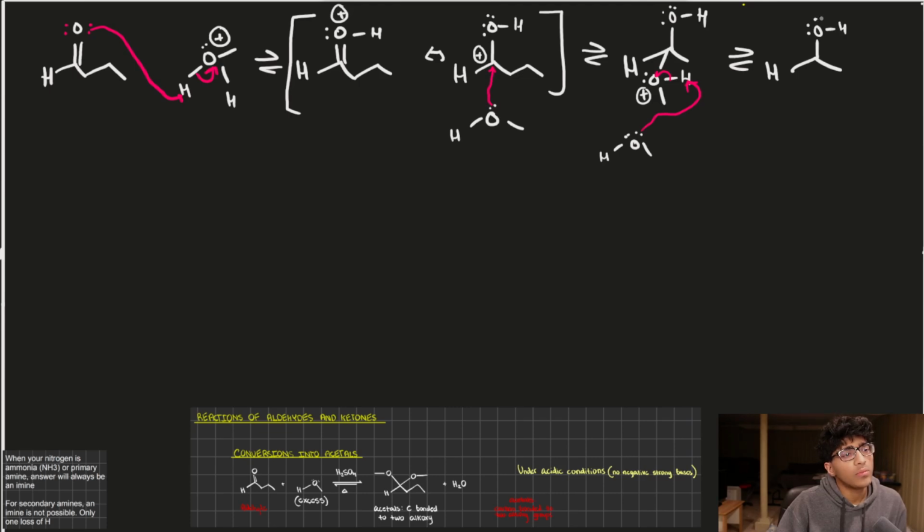Now we formed our first hemiacetal. The first three steps make the hemiacetal, and the last four steps we're going to make the full acetal. In simple words, the first three steps give us one of that alkoxy group, and in the last four steps we're going to have two of them. We're just going to add the second one.